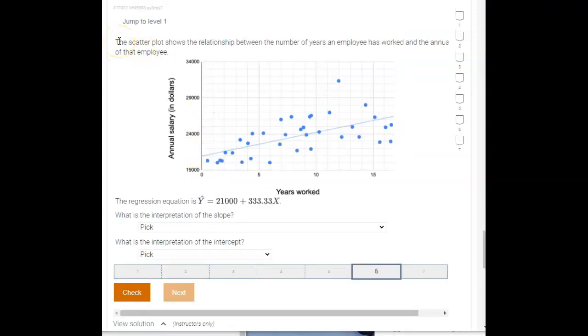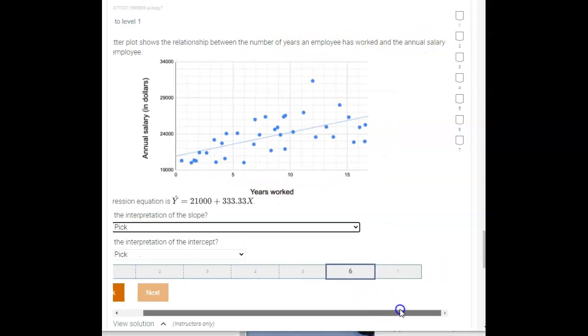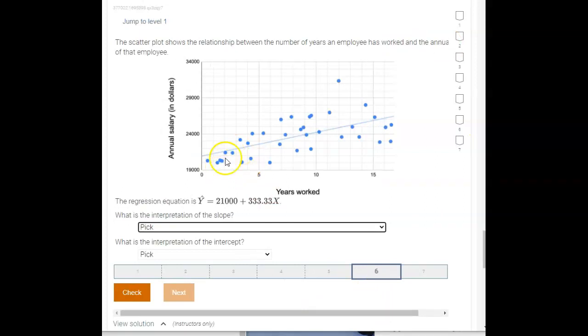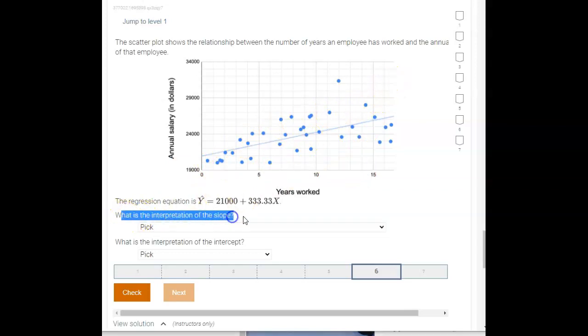For the interpretations, first you need to understand what the data is showing. So let's read this here. The scatter plot shows the relationship between the number of years a person has worked. So if they're a 5-year, 10-year, 15-year employee, how long have they been with the company? That's what x is showing us. And the annual, it's kind of cut off there, salary of that employee. All right, so just looking at the trend, it looks like the longer they've been with the company, their annual salary is going up.